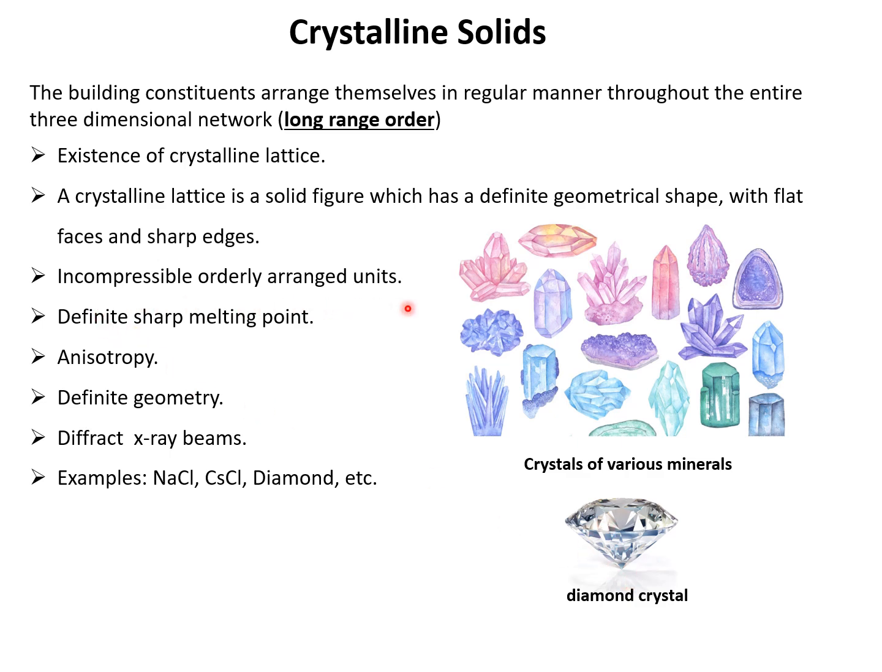Incompressible, orderly arranged units. They have a definite sharp melting point, anisotropy in nature, definite geometry, and they diffract X-ray beams, that is, crystalline solids will diffract X-ray beams. For example, NaCl, CaCl, diamond, etc.